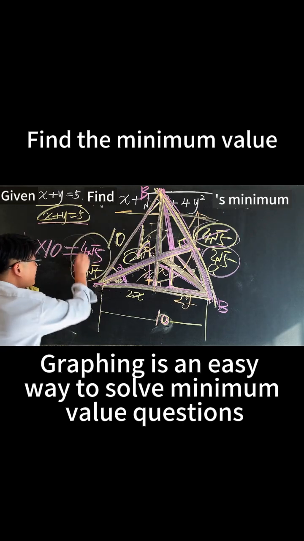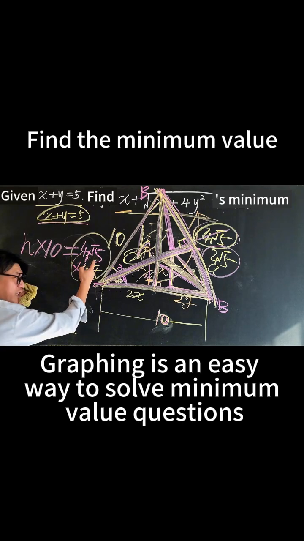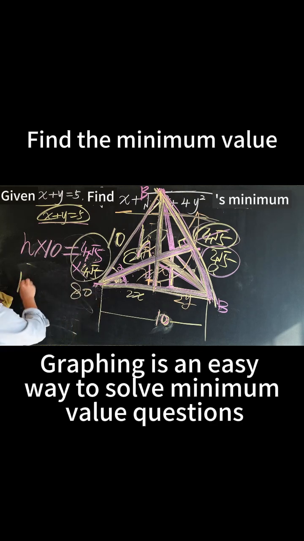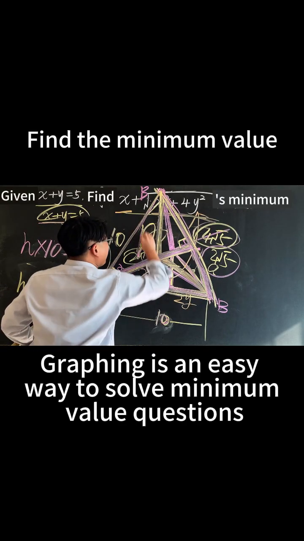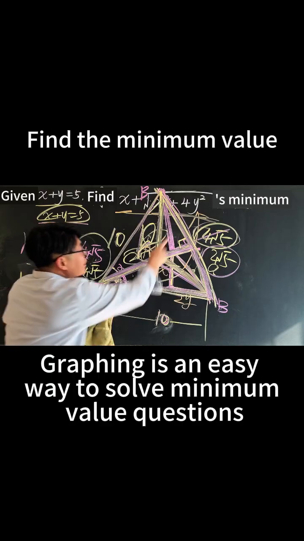For this base, what's its square? 4 times 4 is 16. 16 times 5 is 80. So 80 equals 10h times 8. So does 10h equal 8? Is this height 8? So the minimum is 8, right?